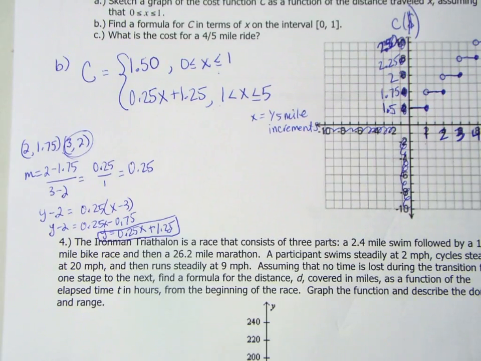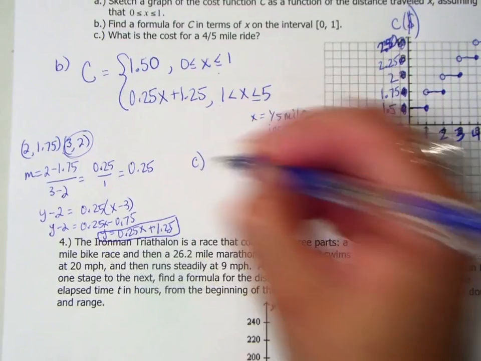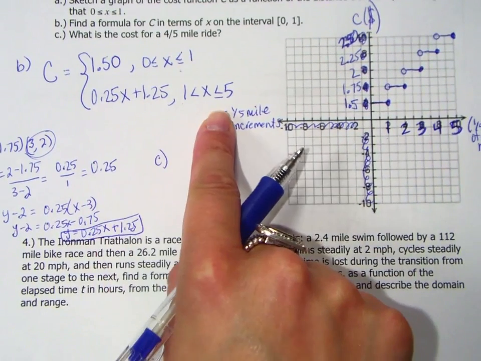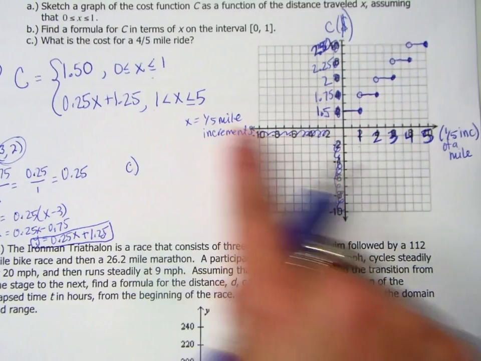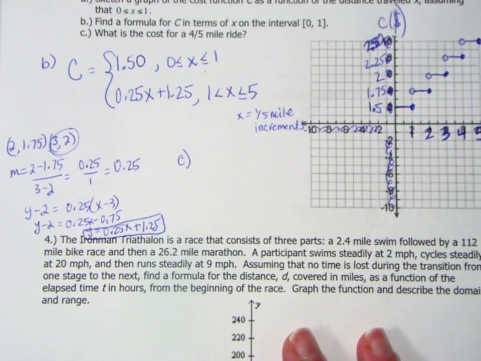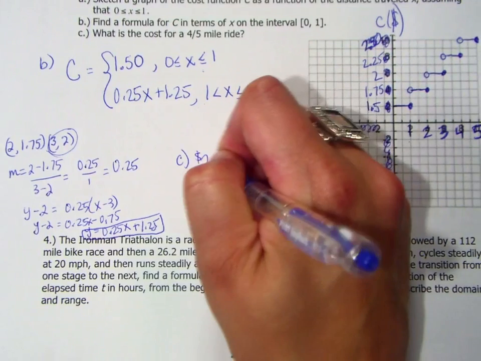All right, last part. What is the cost for a 4/5 mile ride? You can use your function for that mile. You can use your graph. What's the cost? Nick? Yeah, $2.25.